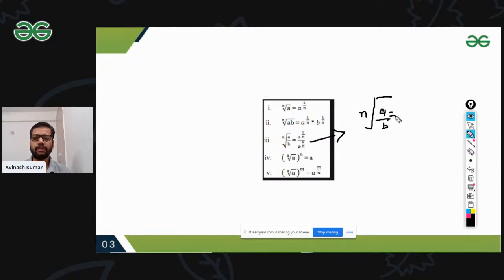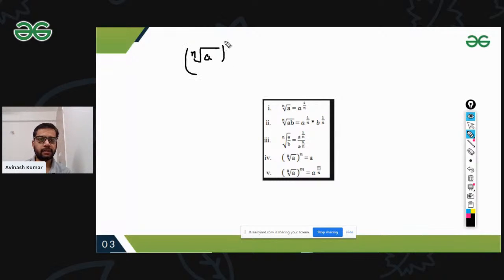Now the same with this one too: a by b to the power n, so it's a to the power 1 upon n upon b to the power 1 upon n. This one is quite important. How does this become n? I am just going to derive this one. So the question is a to the power 1 upon n, and to the power also n.